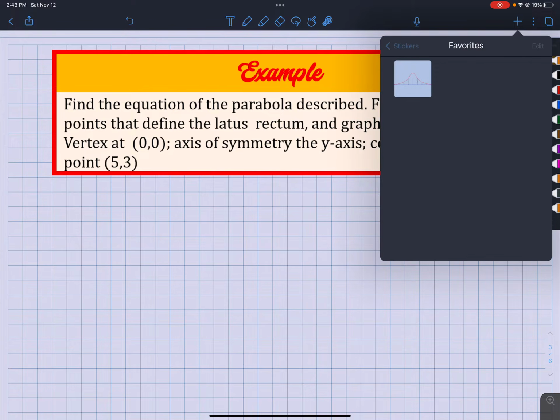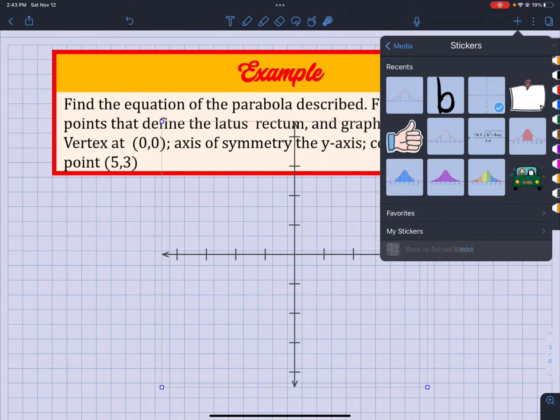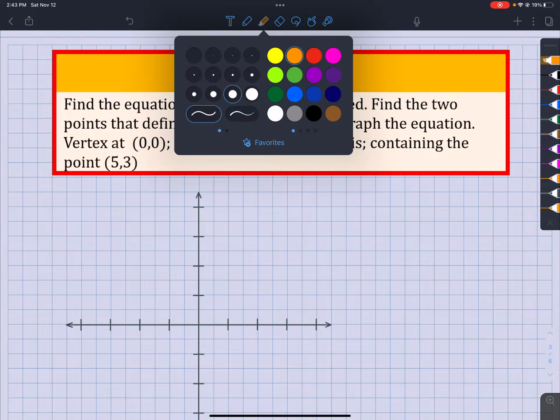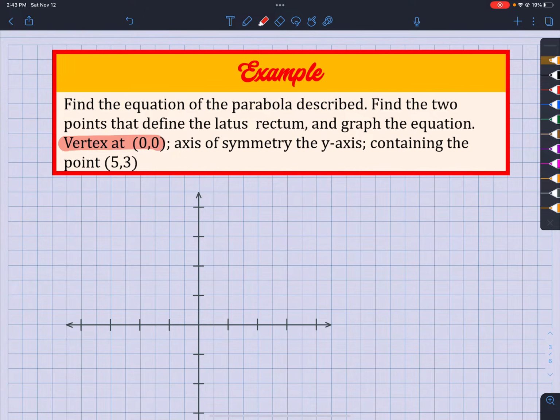So here is what I would do. Let's throw a piece of graph paper down here. It says to me that the vertex is at 0, 0. So I'm going to go ahead and highlight vertex in red. Vertex 0, 0. And now I'm going to use the red marker and mark the vertex, okay.